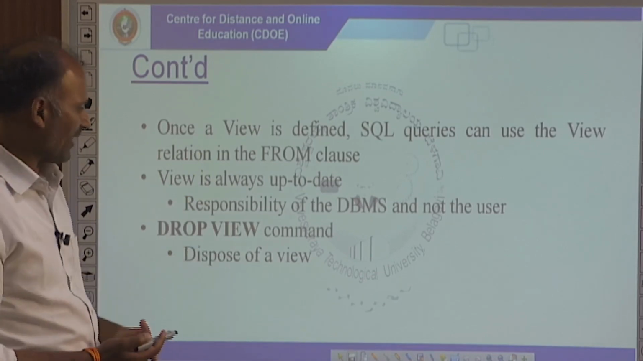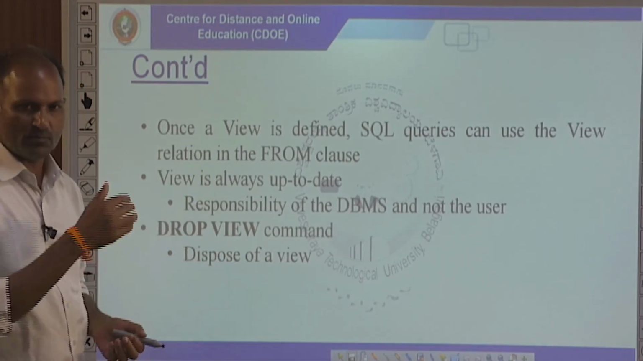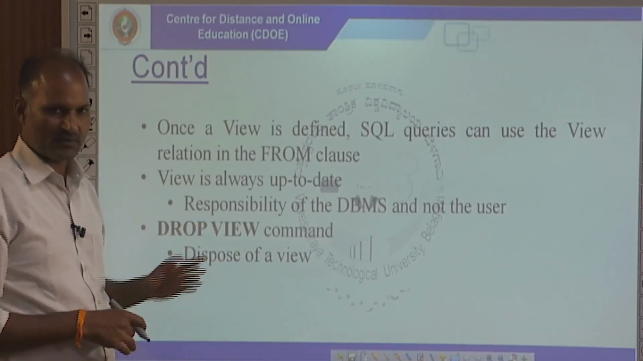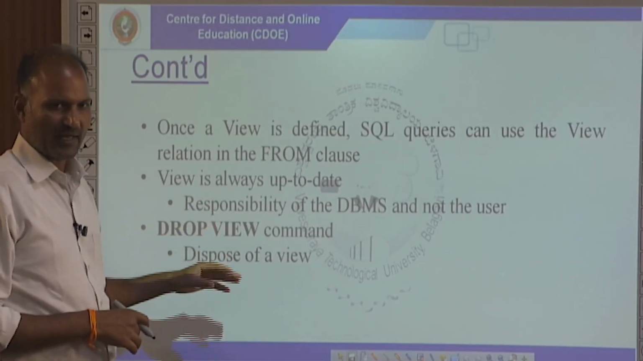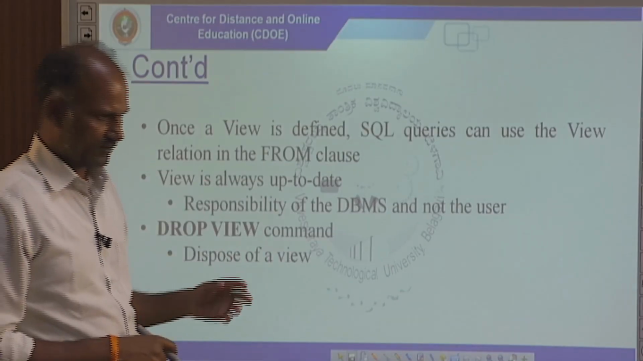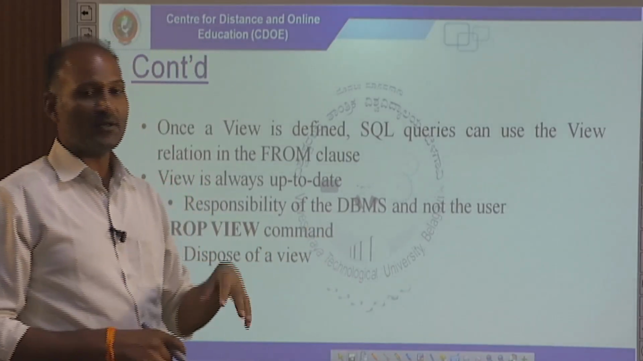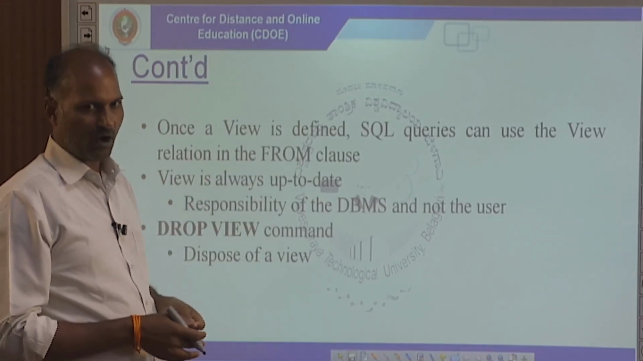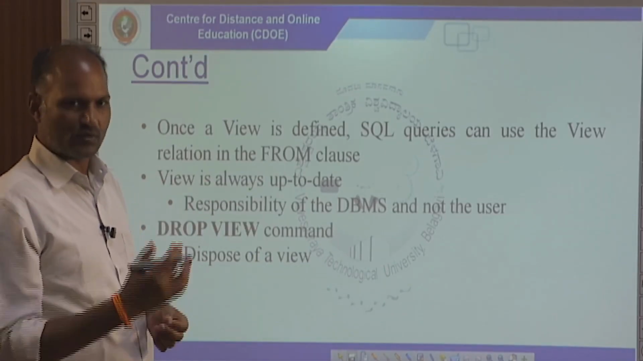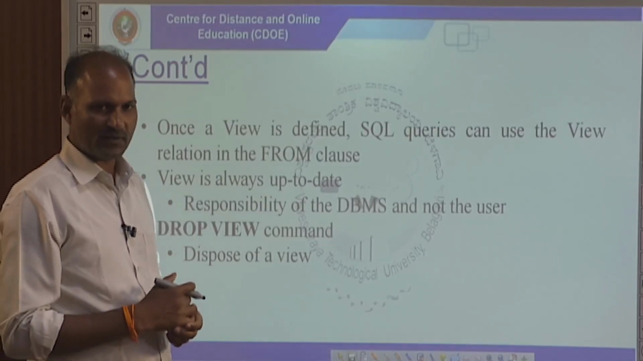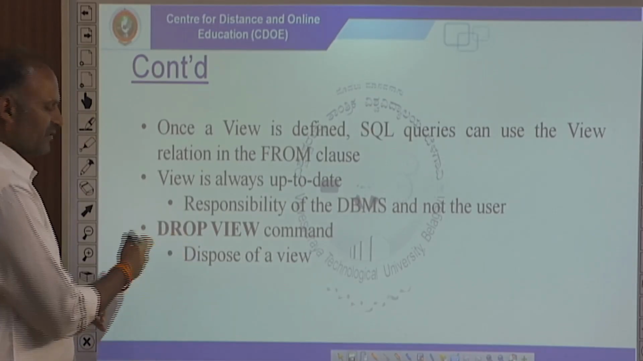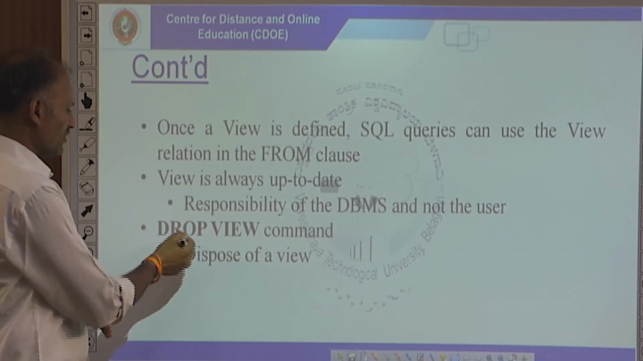The drop view command is used to dispose of, that is, to remove the view from the database, which is one of the database objects. When you don't want a table to be present in your database, what do we use? We use the drop command, right? Drop table name removes the table from the database. In a similar way, if you want to remove a view, then we use drop view.